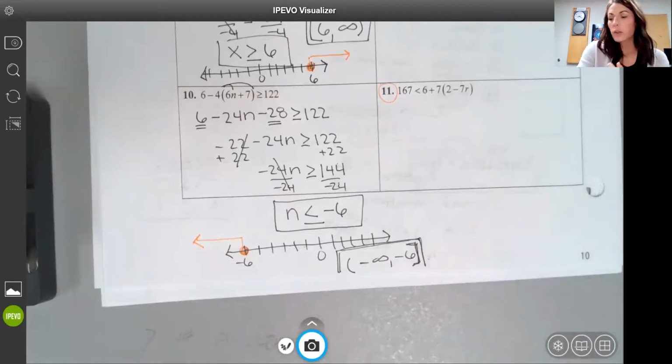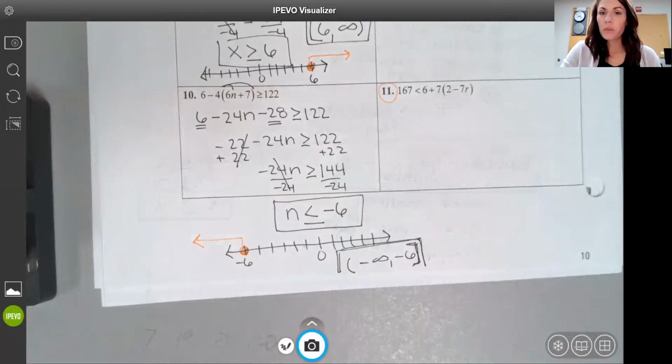So now what I would like for you to do is complete the 5 problems on the right-hand side of the paper and then check your work by continuing the video.